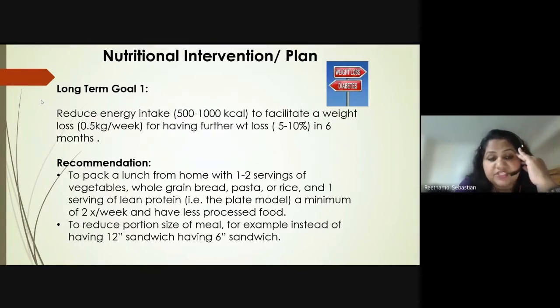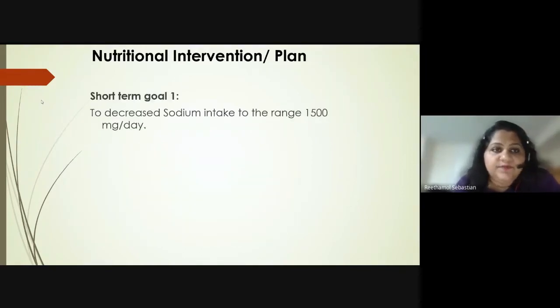Another recommendation is to reduce the portion size of meals. For example, instead of having a 12-inch sandwich, have a 6-inch sandwich. So for the diet record, he was having a 12-inch sandwich. So we could recommend, maybe, is it possible to have a 6-inch rather than avoiding it? Maybe limiting could be a possibility. So that's a long-term goal.